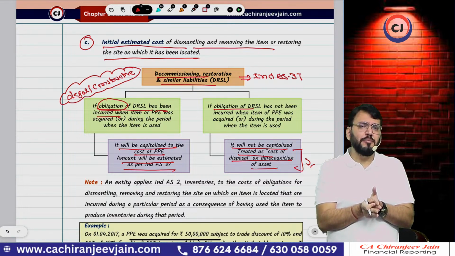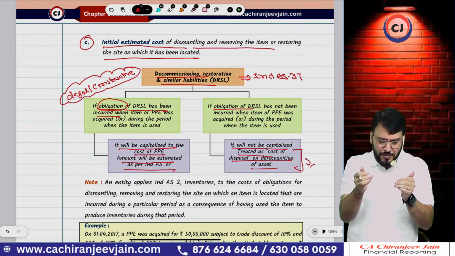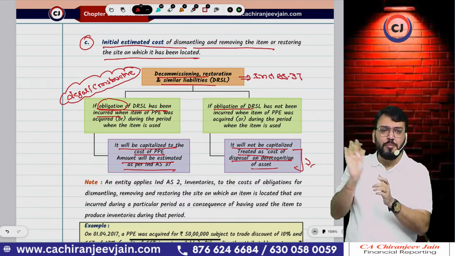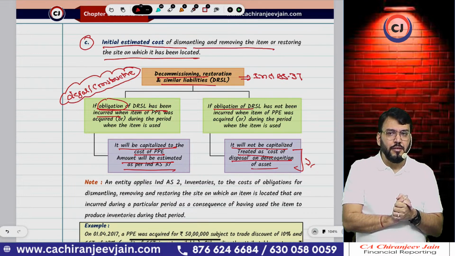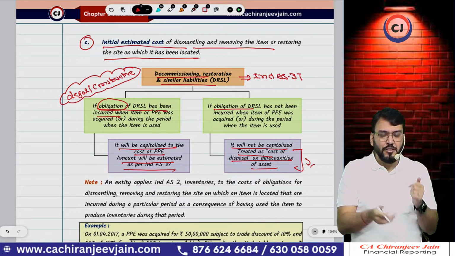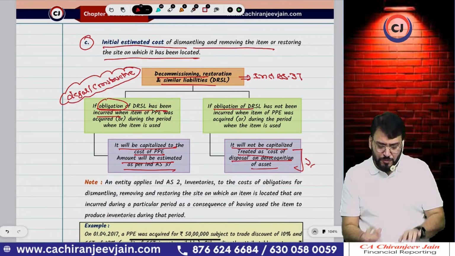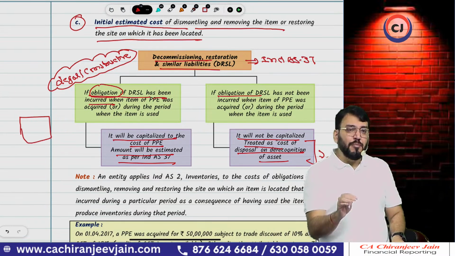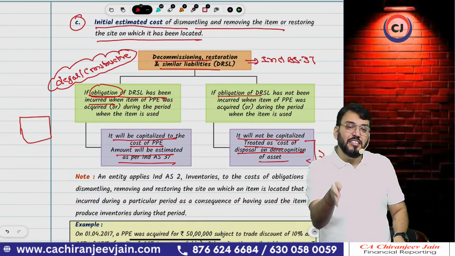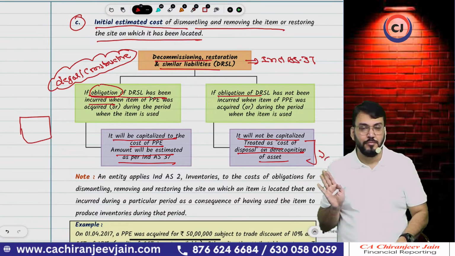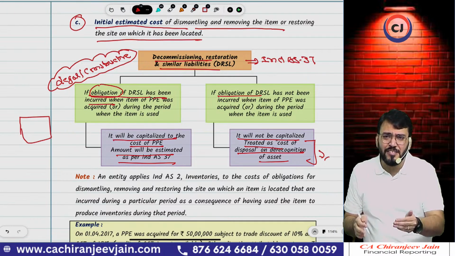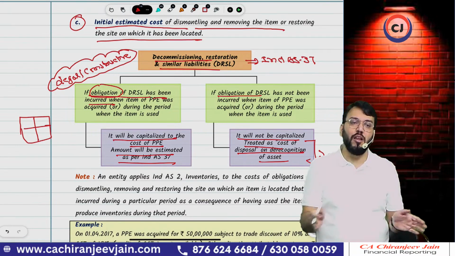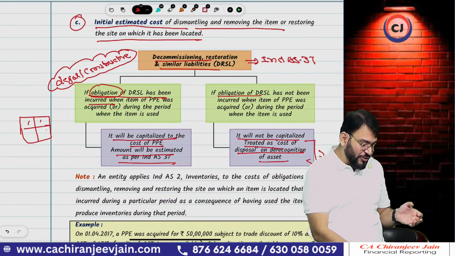Or one more example: suppose I have taken one building on rent. Ind AS 116 will be applicable, since rent means lease. Right now I'm not teaching Ind AS 116. Suppose this is the building. Now the agreement was that I need to return the building as it was originally given. But to run my classes I will do some alteration. I have done alteration, meaning I have constructed an artificial wall. This is class 1, class 2, class 3, admin office.